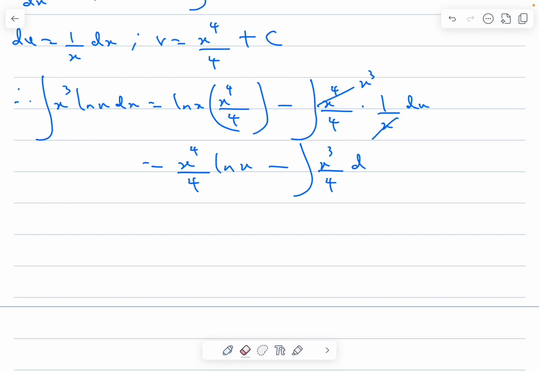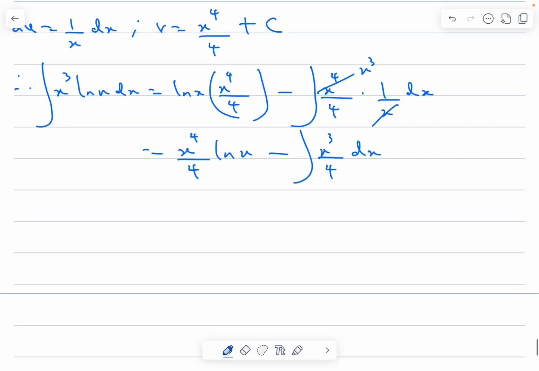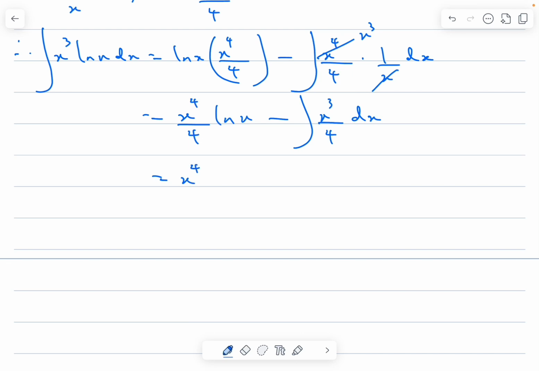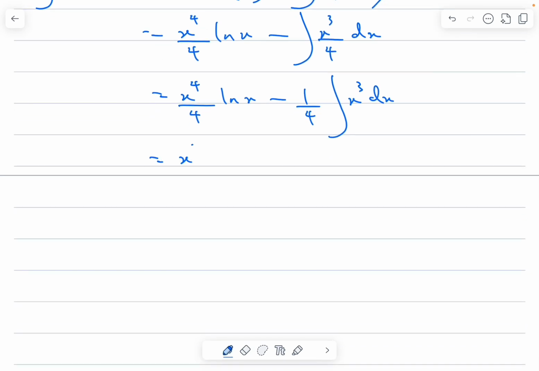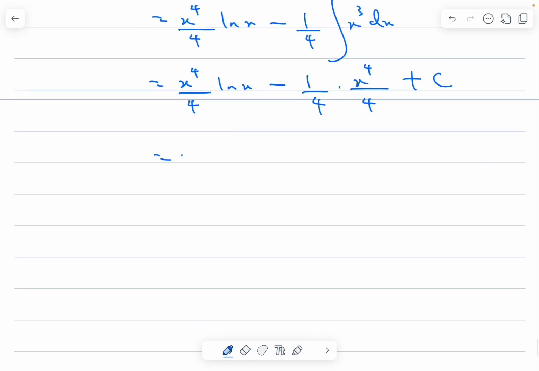dx. This is x cubed over 4 dx, which simply means x raised to the power 4 over 4 ln x minus, I can bring out the 1 over 4 multiplied by the integral of x cubed dx, and that's equal to x raised to the power 4 over 4 ln x minus 1 over 4 times x raised to the power 4 over 4 plus c. And finally, the answer is x raised to the power 4 over 4 ln x minus 1 over 16 x raised to the power 4 plus c.